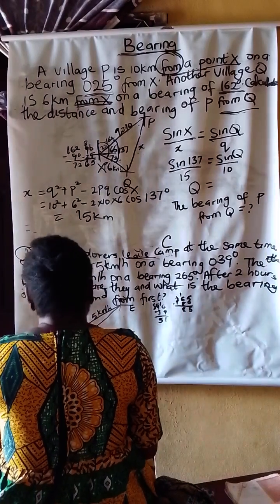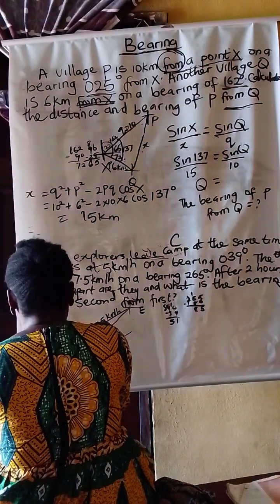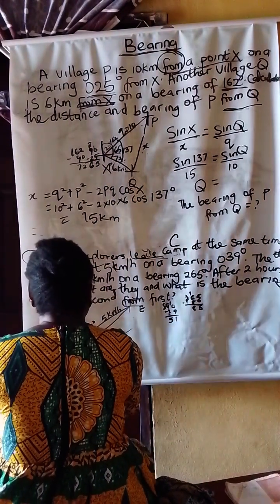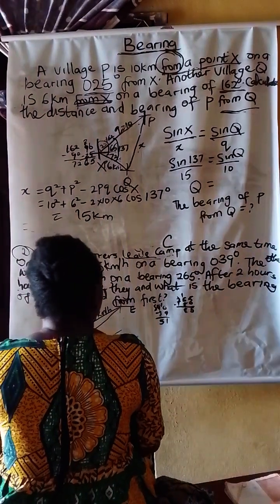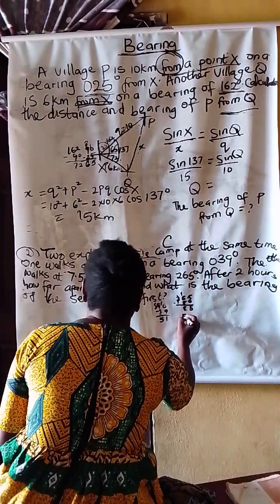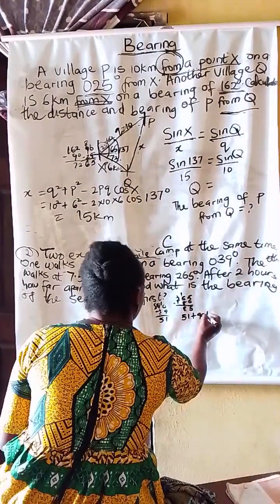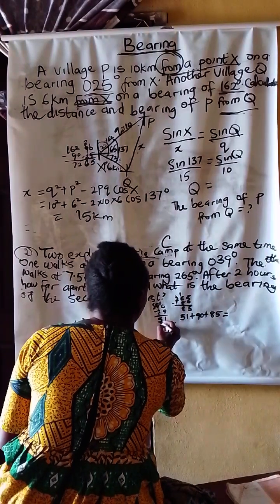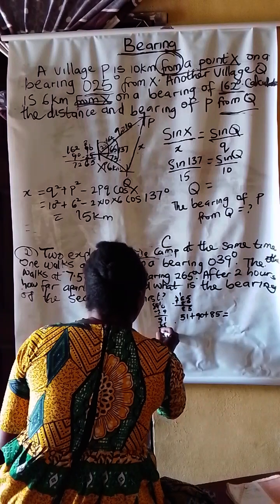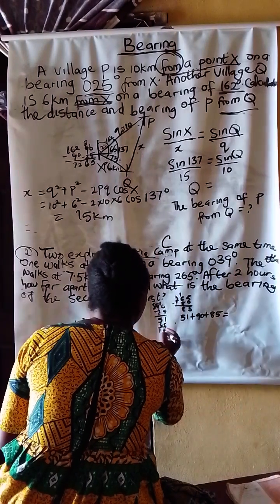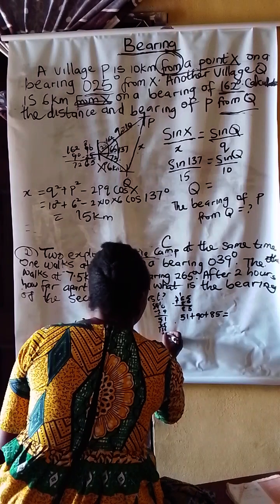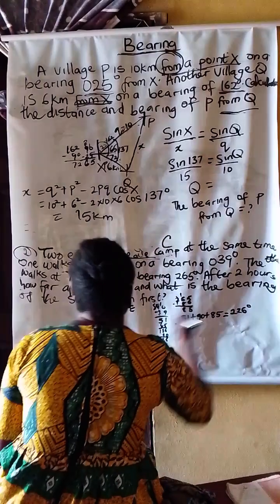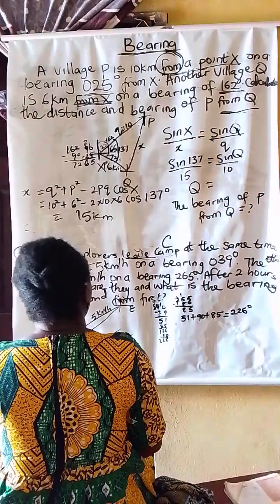Let's make this F. So this is 90. So we have 51 plus 90 plus 85. 51 plus 85 is 136, plus 90, we have 226. What is the bearing of the second from the first?